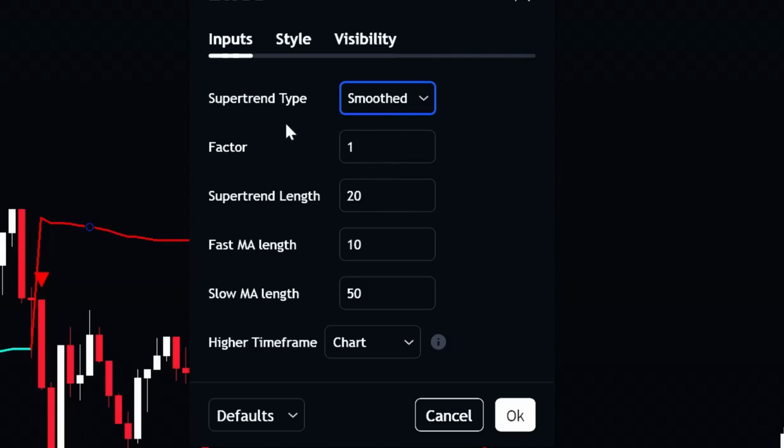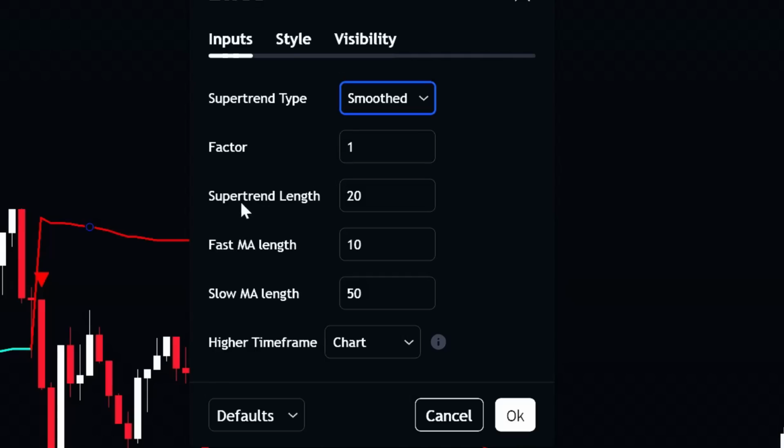Next, leave the factor at its default value of 1. This factor determines how sensitive the indicator is to price changes. A higher value makes it more sensitive, while a lower value makes it less sensitive. In this case, the default value works just fine.